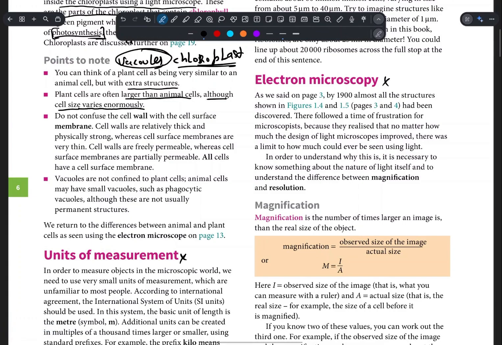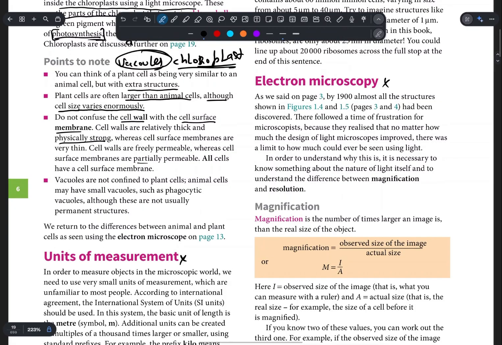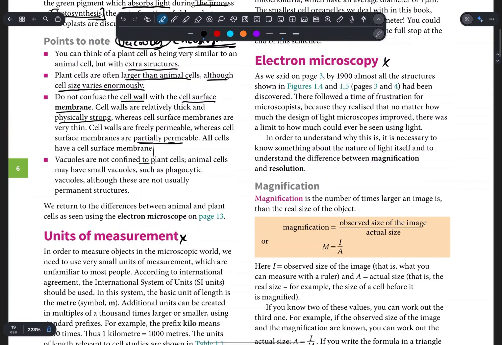Okay, do not confuse the cell wall with the cell surface membrane. Remember, cell walls are relatively thick and physically strong. So there's a difference between plasma membrane and the cell wall. First of all, cell walls are stronger and thicker, and plasma membranes are very soft and very thin. Second, cell walls are freely permeable, but on the other hand, the plasma membrane is selectively permeable.